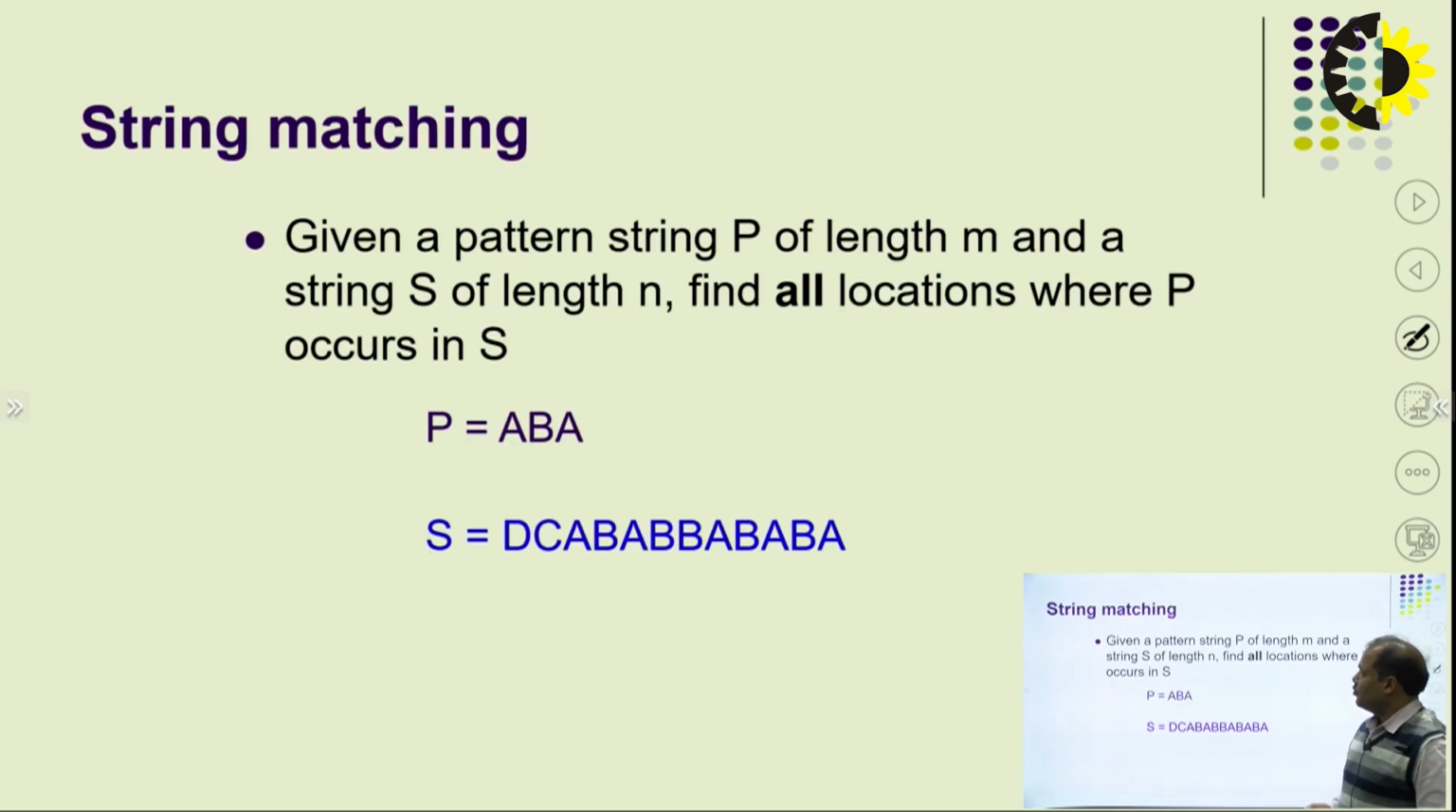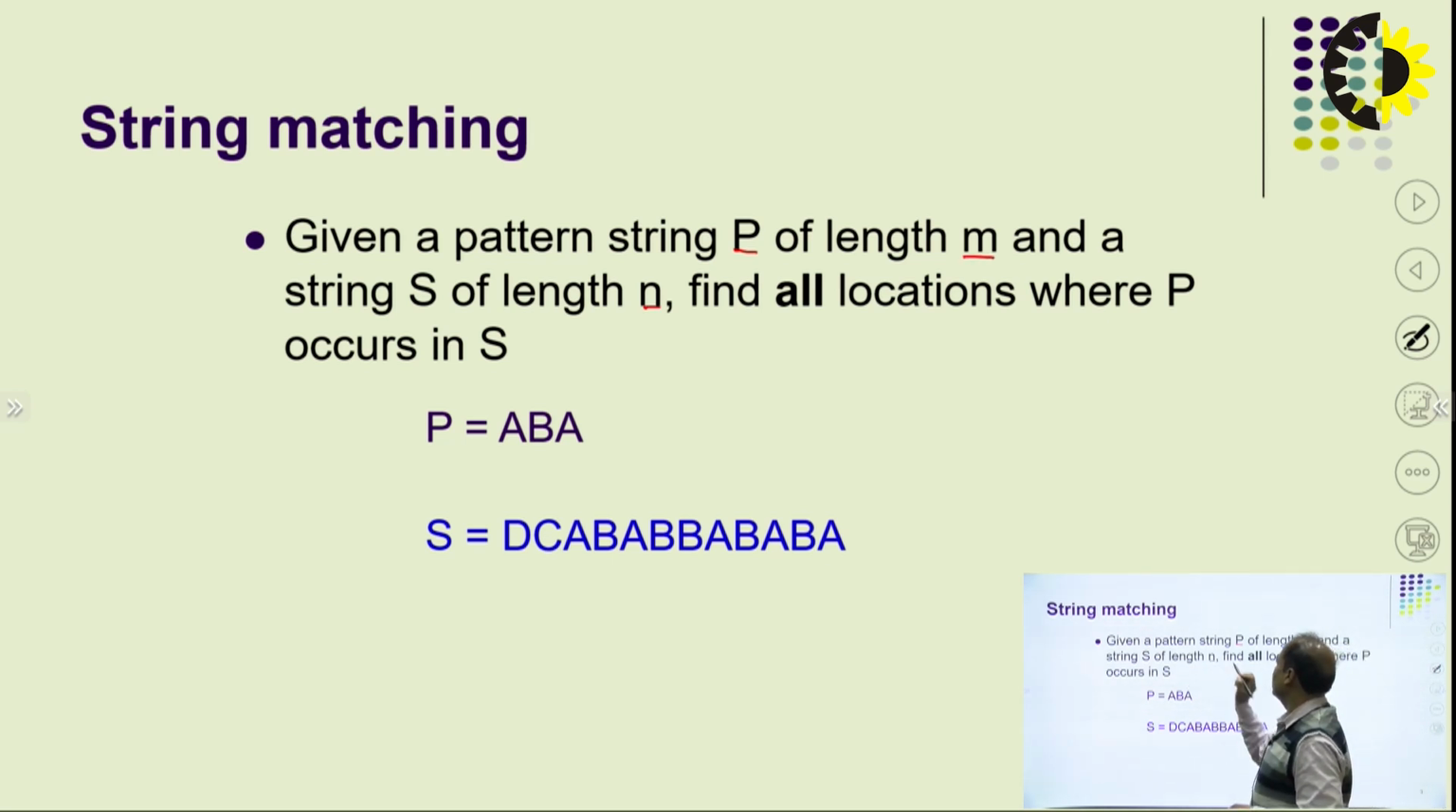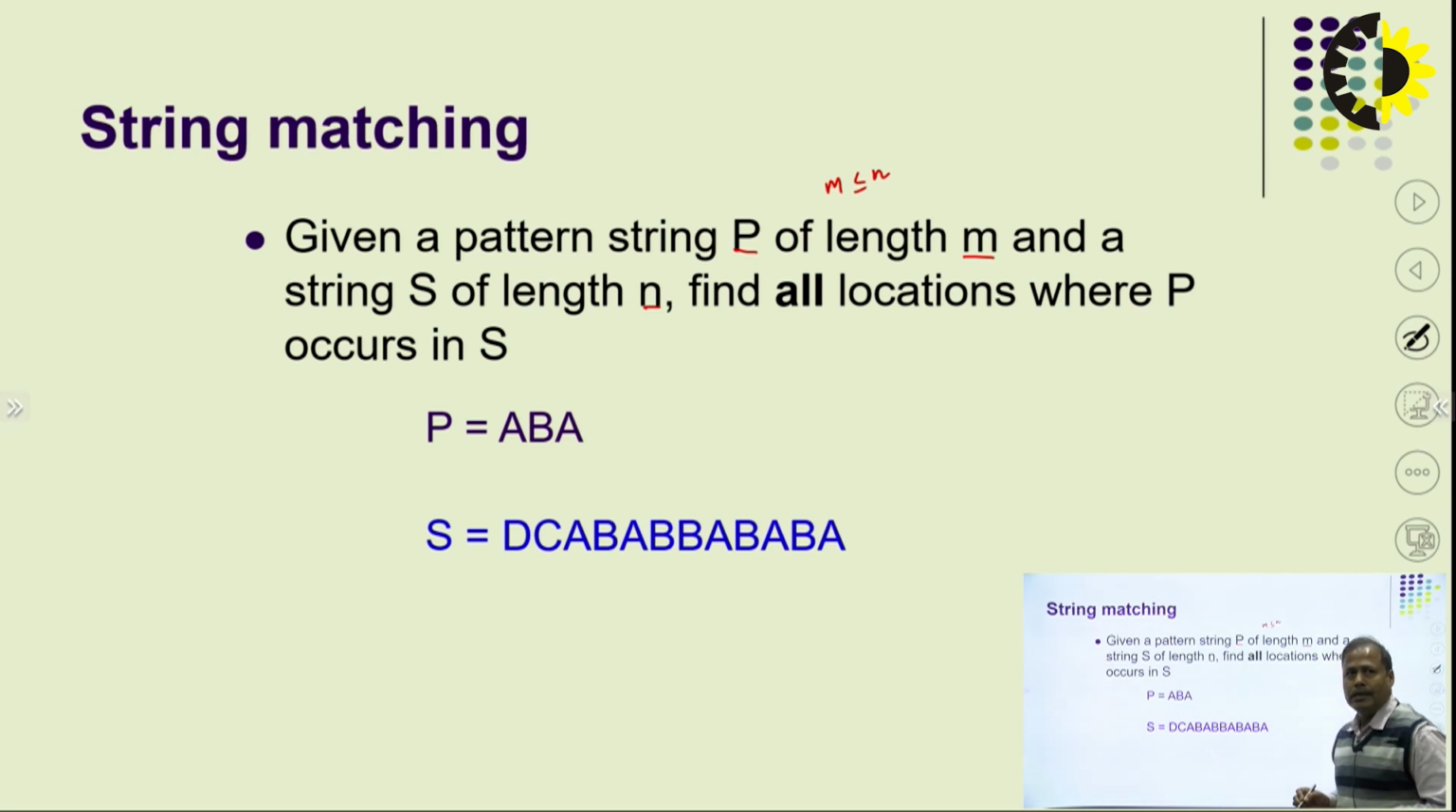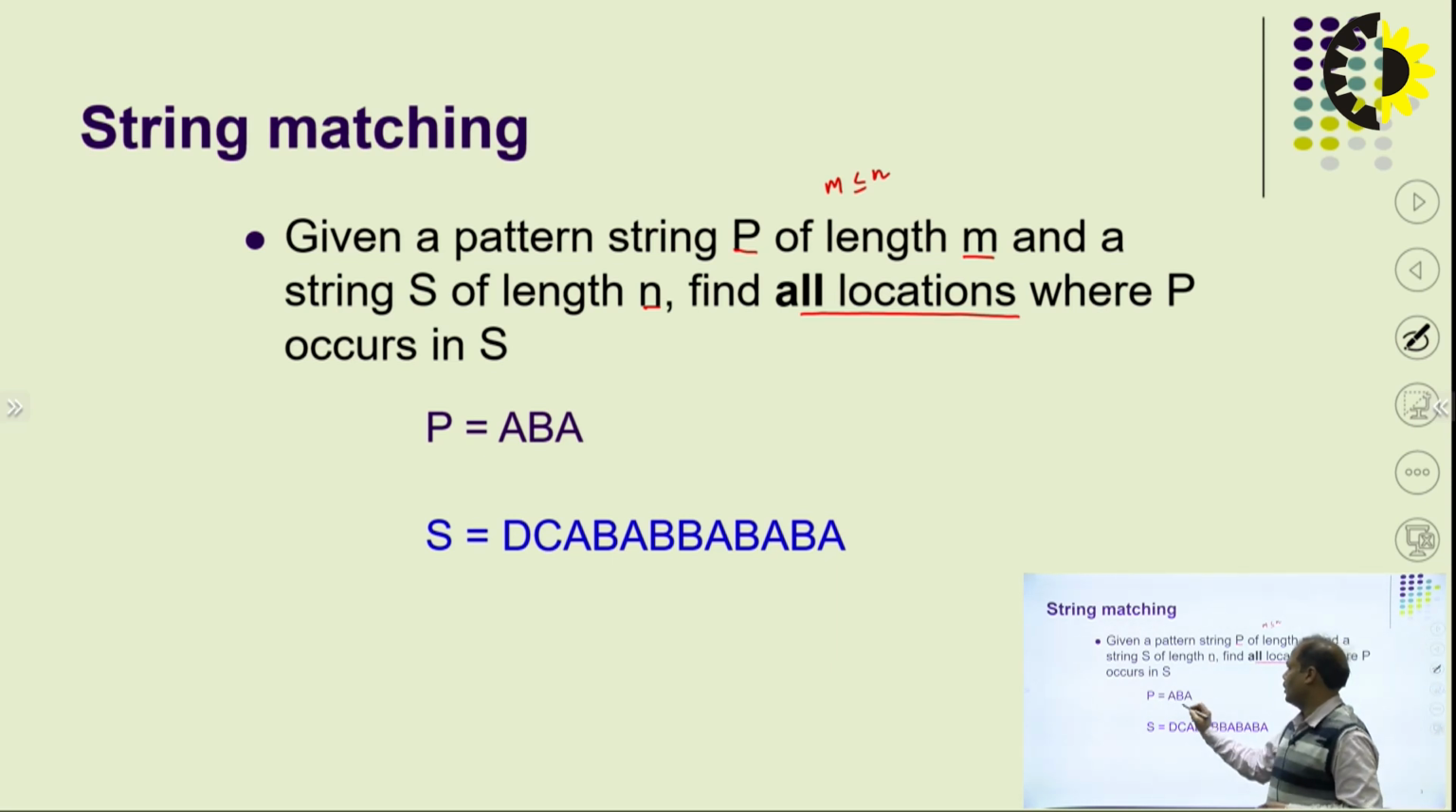So, what is string matching? Given a pattern string P of length, let's say M, and a string S of length, say N. Generally M is always less than or equal to N. Pattern length is always less than or equal to text length. String matching is to find all locations in the text where P occurs.